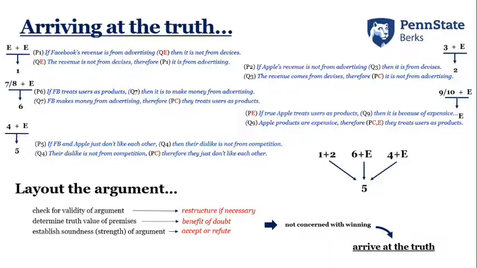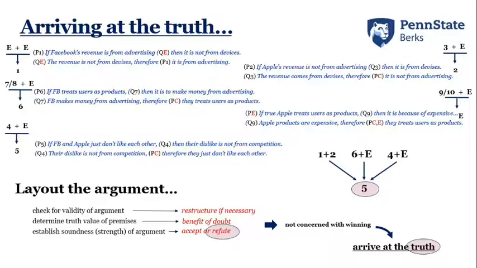Okay, so I've kind of said that I'm going to accept the validity. And we've already restructured the argument in order to get there, right? Now we're going to work on determining the truth value, and then we're going to decide whether or not it's sound or such. So the truth is going to be, is there a truth value in that Facebook and Apple don't dislike each other? Now remember, even if we wind up agreeing with that particular conclusion, it doesn't mean that we like the way they got there, okay? So that's what we're going to have to try to determine.